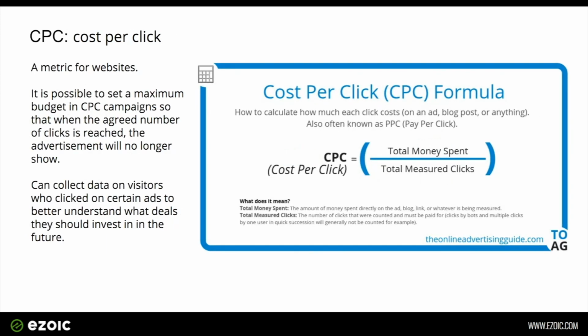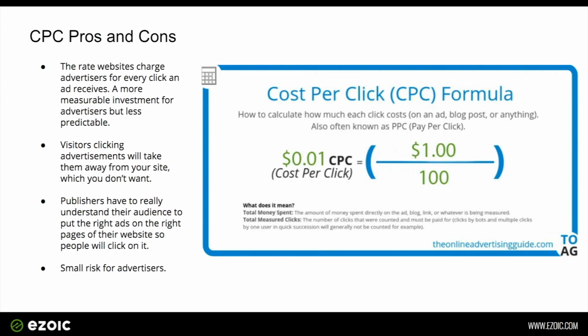So as we can see, if the total money spent is $1 once again, and it received 100 clicks, the CPC is 1 cent. 1 cent per click. The rate websites charge advertisers for every click an ad receives, a more measurable investment for advertisers, but less predictable. So there's a pro and a con. Visitors clicking advertisements will take them away from your site, which you don't want, so that's a con. And publishers have to really understand their audience to put the right ads on the right pages of their website so people will click on it.